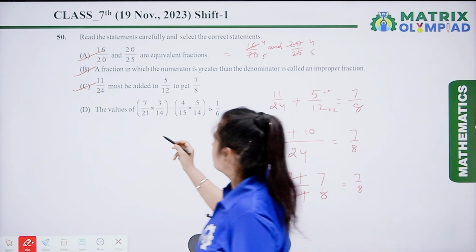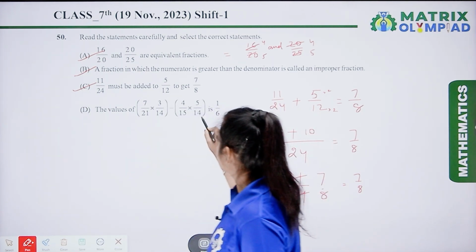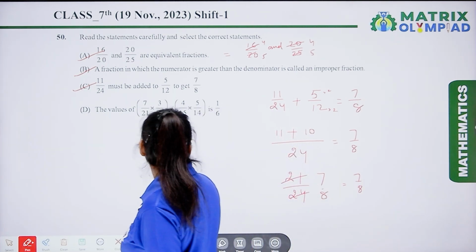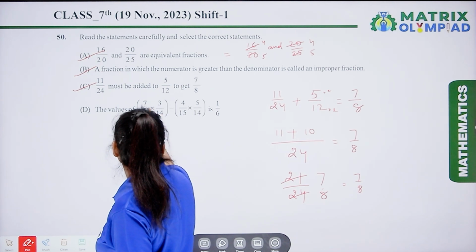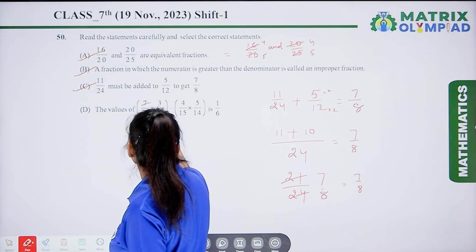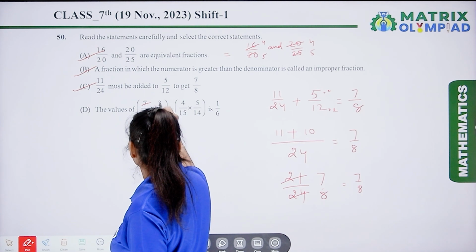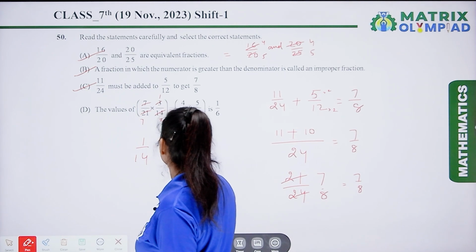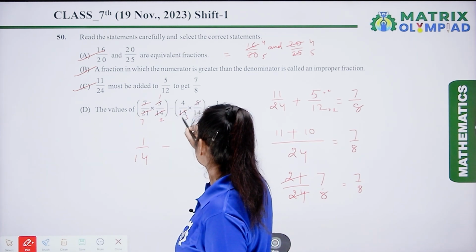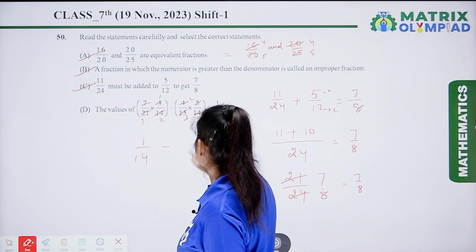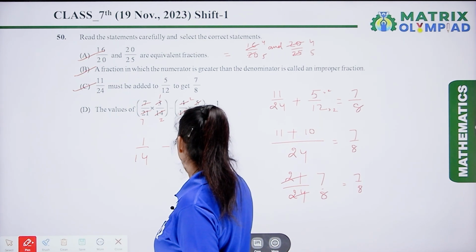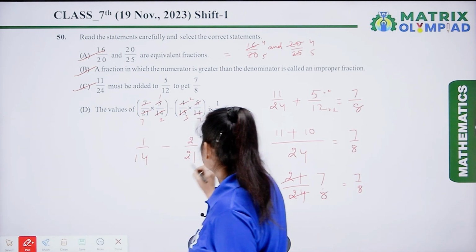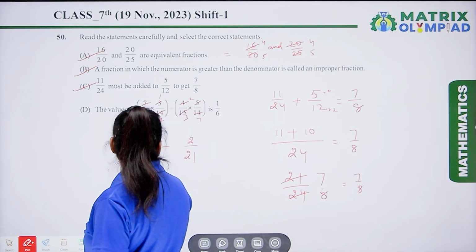Next, D is the value of this, and this is 1 upon 6. So here let's calculate the values. This is 2 upon 1 upon 7, so here it is 14 minus 3 upon 2 upon 7. So here we get 2 upon 21. Let's take the LCM.